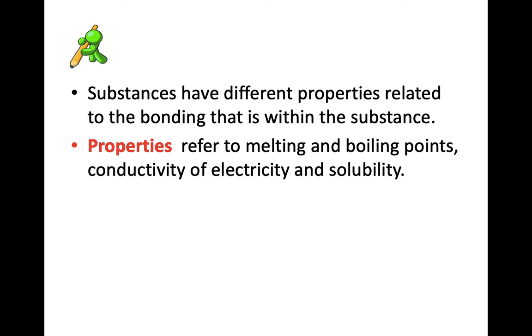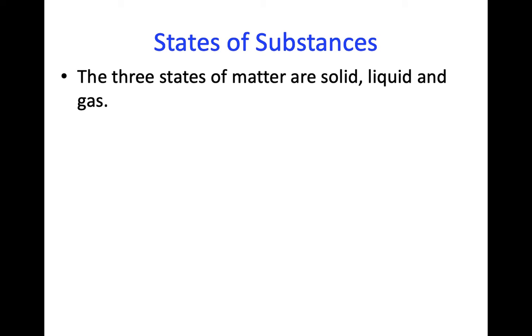So we can say this substance has a higher or lower melting point because of the type of bonding involved. And when we talk about properties, we are referring to melting and boiling points, conductivity of electricity, and solubility. Like I said, today we are going to be focusing only on melting and boiling points. Now, there are three states of matter, and they are solid, liquid, and gas.